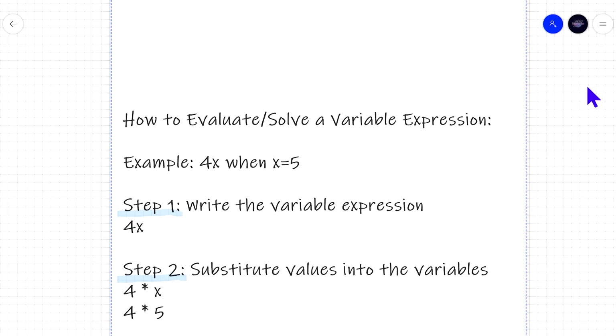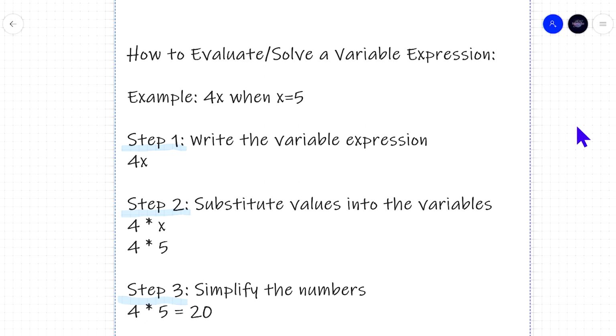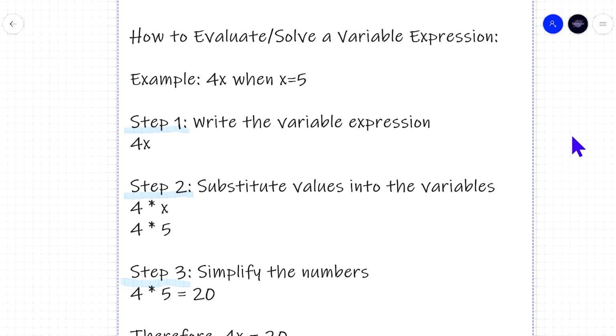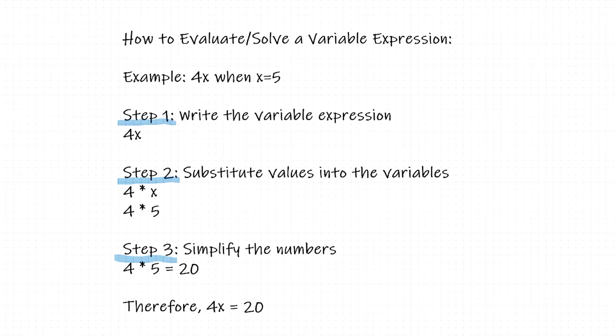So here are just some steps to evaluate and solve a variable expression. So for an example, when we have 4x, and in this case, x equals 5. So I'm giving you guys a value. So in this example, we have 4x when x equals 5, because x is the variable, and x has a value. In this case, it does. You guys will need to find the variables later. Maybe I'll teach you guys how to do that, of course, in a later lesson, not in this lesson.